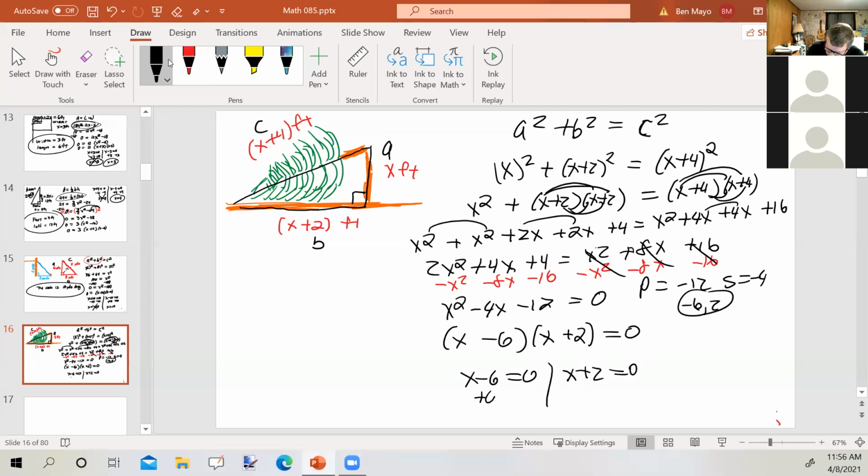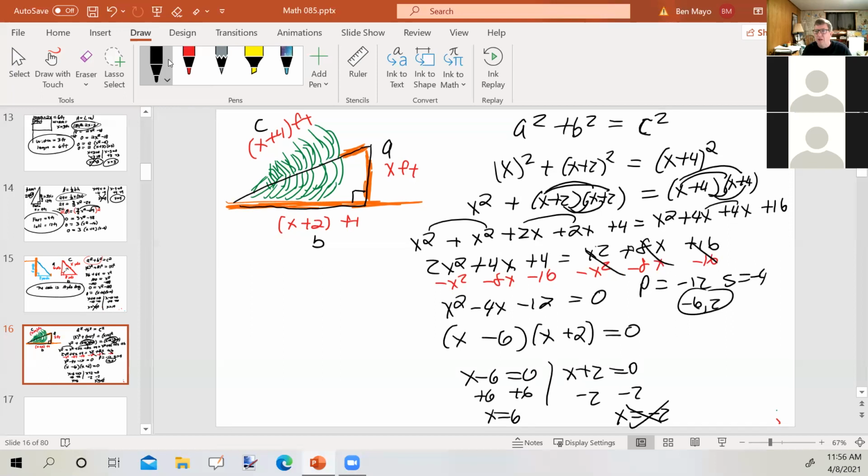X minus 6 equals 0. Add 6 to both sides. X equals 6. X plus 2 equals 0. Subtract 2 from both sides. X equals negative 2. And again, we're looking for lengths or distances. So x equals negative 2 is not going to be a valid solution for the tree. Okay? It would work in the equation, but not for the actual tree.